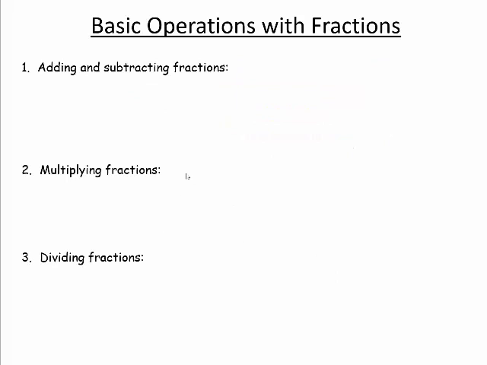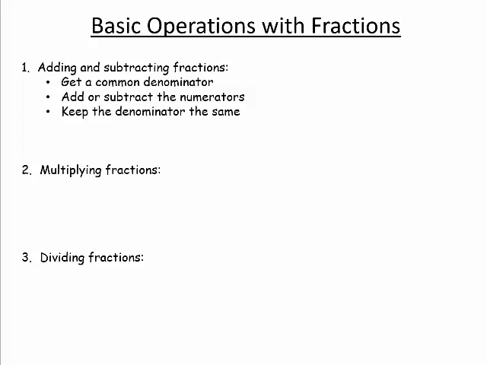Okay, so again, we can talk about addition and subtraction, the same procedure for how you handle those, then multiplication and dividing fractions. When you want to do addition, you need to get a common denominator. What that means is the bottom part of each fraction needs to be the same number. Then all you're going to do is add or subtract the numerators, and keep the denominator the same. What I have over here is two examples of this.